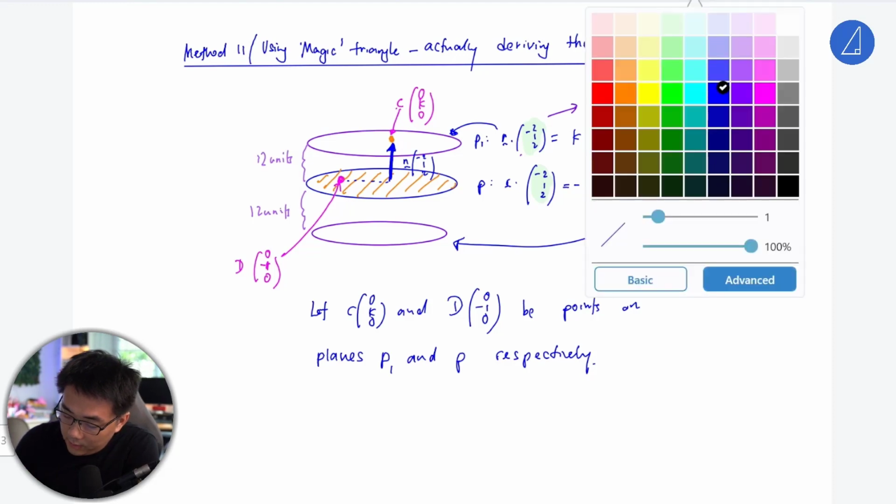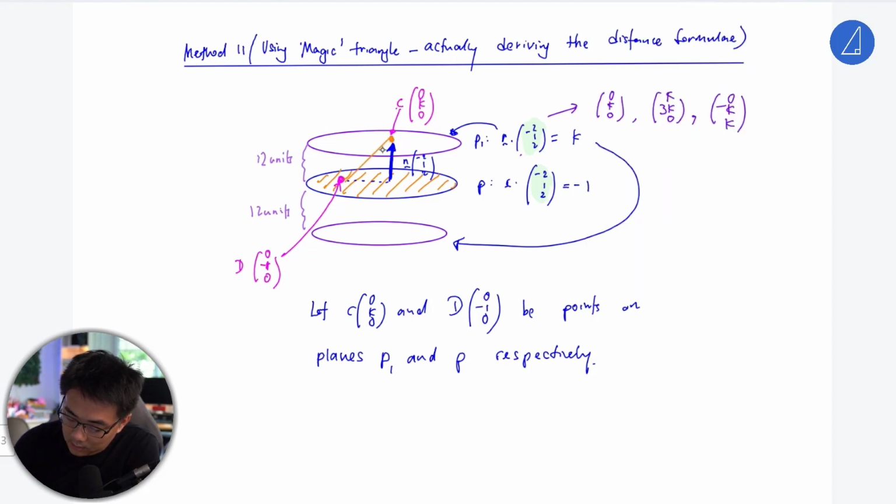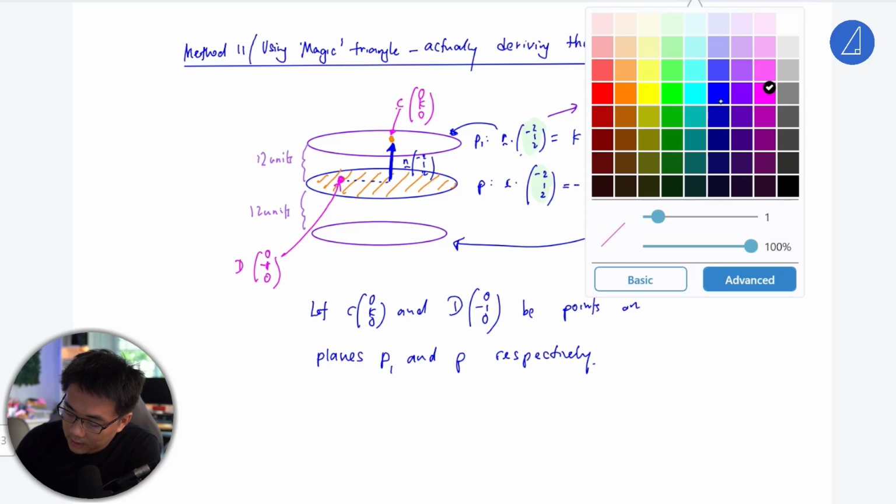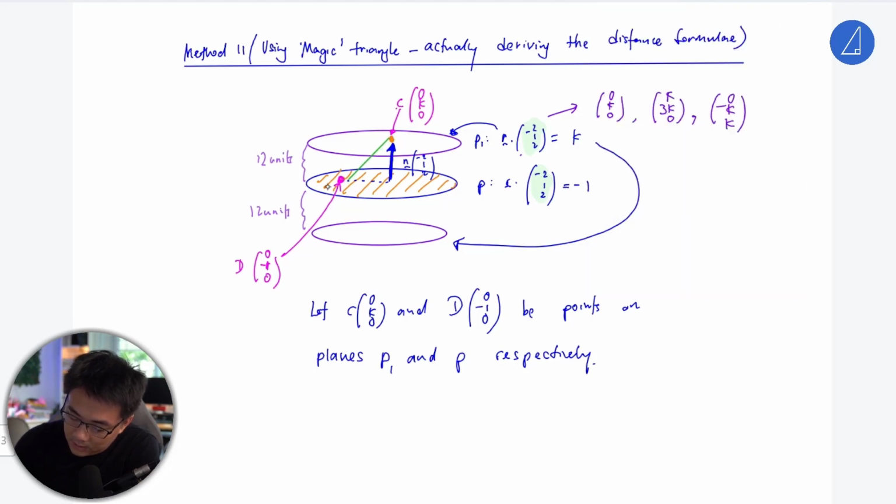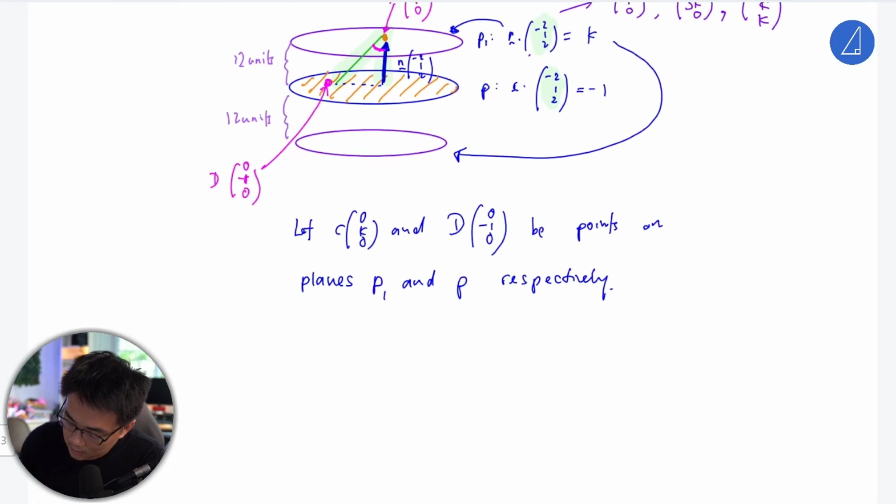So from here, what I can do is adjust the distance formula, the magic triangle. I can straight up use it because I'm given CD, and I've got a normal. The angle sandwiched between them is here. The length that I want to find is the adjacent side to the angle, so this will be cosine, and cosine corresponds to the dot product. So the distance between P1 and P will be CD dot the unit normal vector.